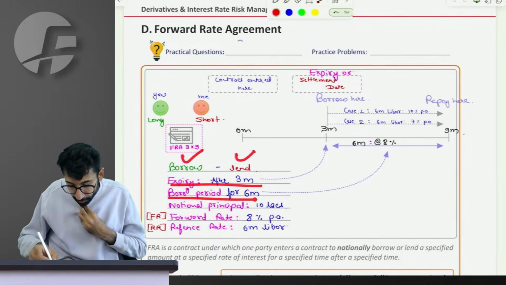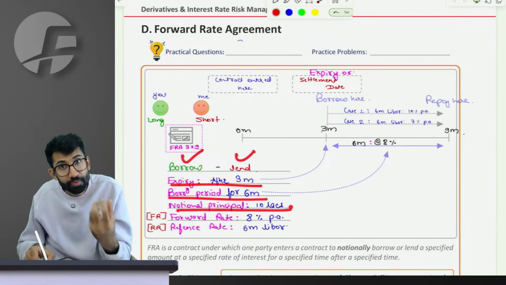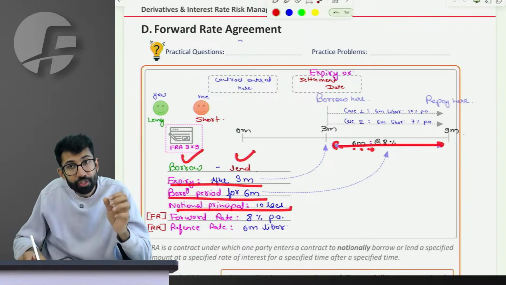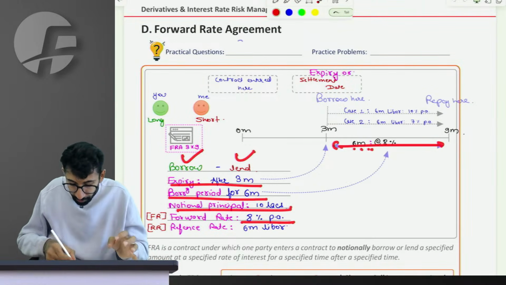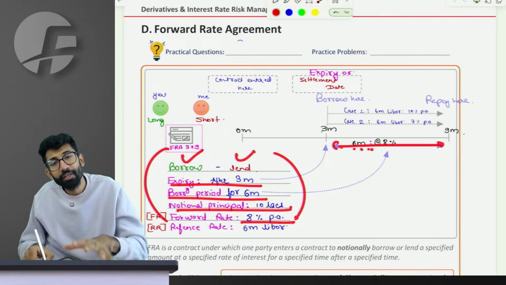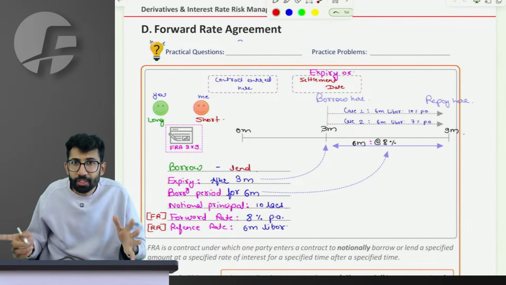After 3 months, for a period of 6 months, a notional principal is also decided, that is, how much will be borrowed and lent: 10 lakhs. The rate at which we will borrow and lend is also decided: 8%. This agreement that you see here is a forward rate agreement, an agreement that has decided a forward rate between us. Which means what will happen?